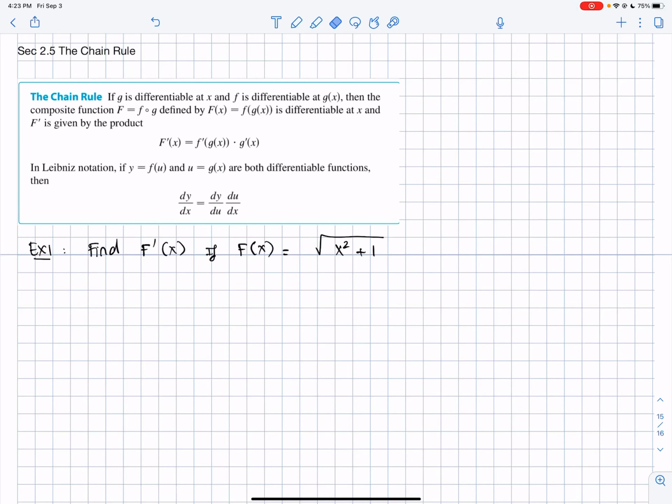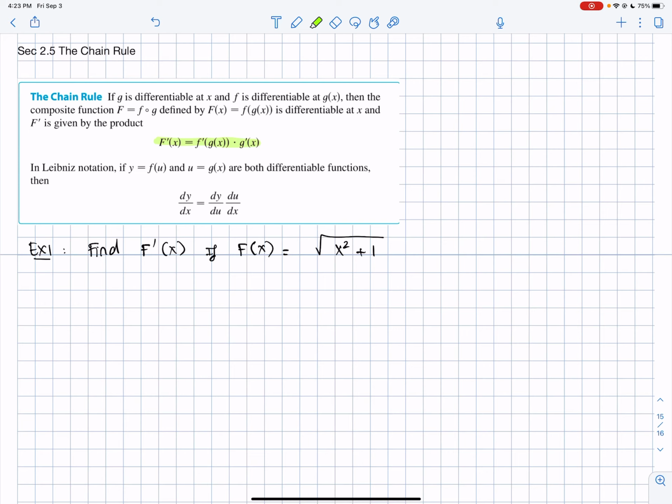Section 2.5, the chain rule. If function g is differentiable at x and function f is differentiable at g of x, then the composite function big F is equal to f compose g. You recall from algebra that f compose g means the function g plugged into the function f, and the function f is the most outside one. The composed function big F of x is differentiable at x and is given by the product.